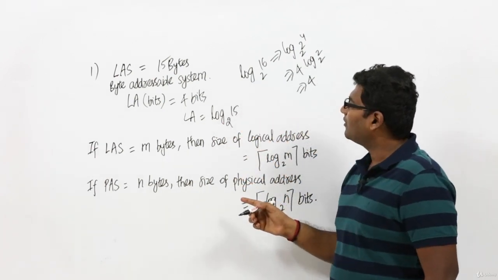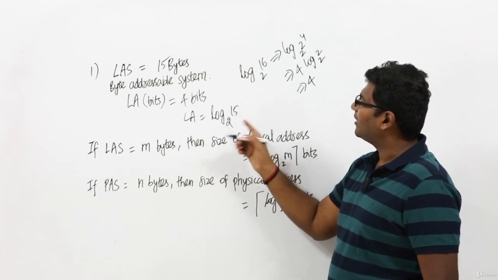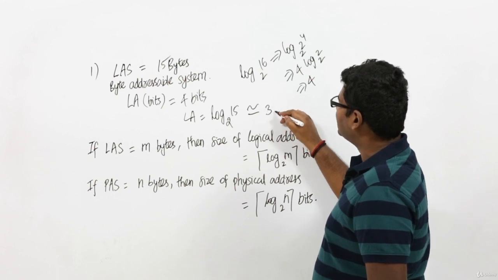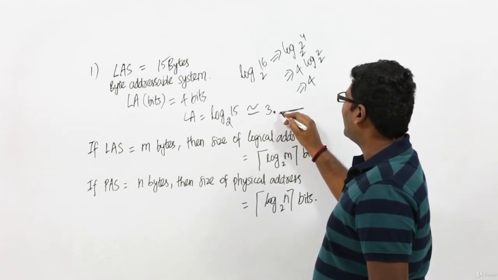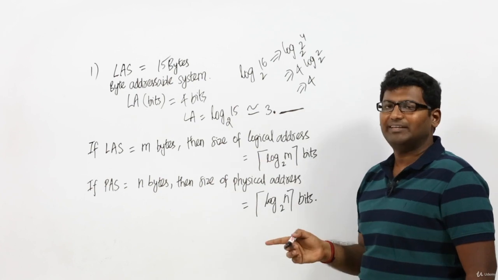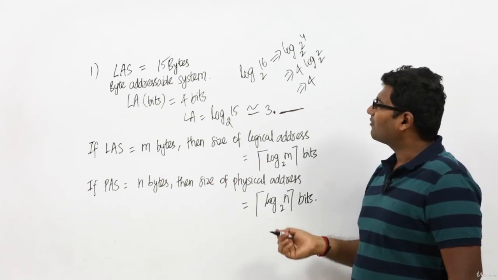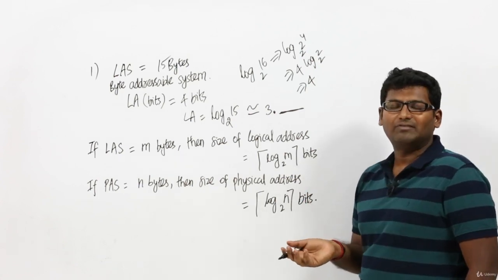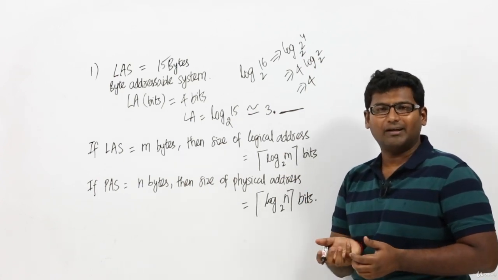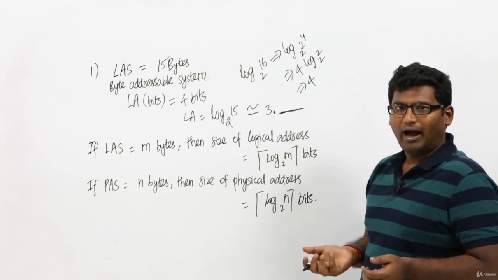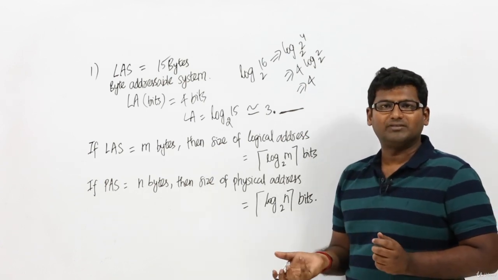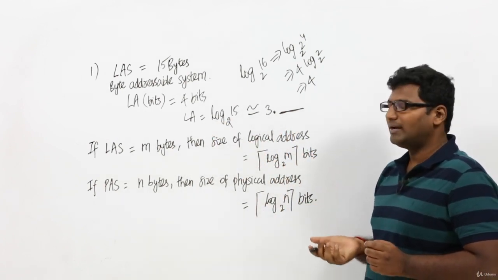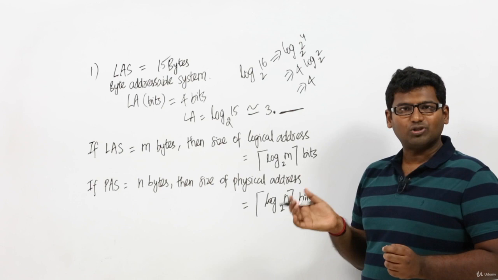Now log of 15, what is the value of log 15 base 2? It is nothing but 3 point something, which means if log 16 base 2 is 4, whereas log 15 base 2 is 3 point something. Now we cannot say that I need 3.5 bits, right? There is nothing like half bit or quarter bit. Either I can have 3 bits or I can have 4 bits. Now tell me whether the answer is 3 bits or 4 bits. The answer has to be 4 bits.